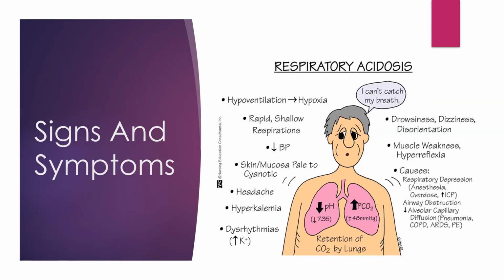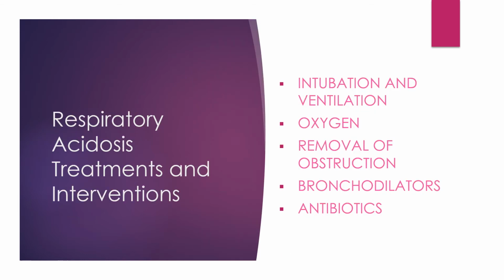Signs and symptoms: hypoventilation, and they will then eventually have hypoxia. So the key thing here is shallow. Someone kind of challenged the rapid, but the key word is shallow respirations. You're going to have possible decreased blood pressure, cyanotic skin, headache. You'll have hyperkalemia. You're going to have dysrhythmias related to the hyperkalemia, drowsiness, dizziness, disorientation, muscle weakness, and that is that. And then what are we going to do about it?